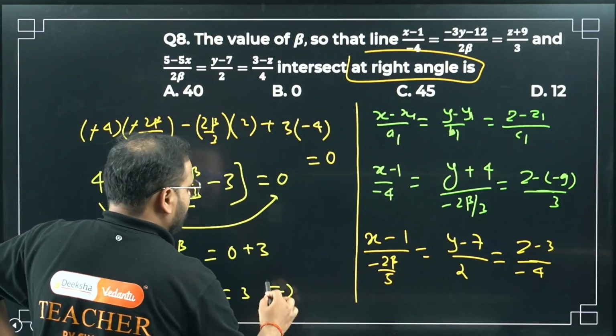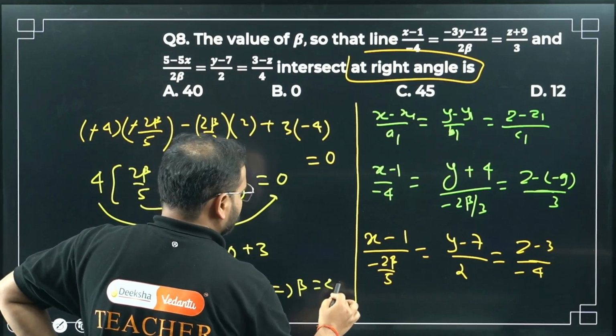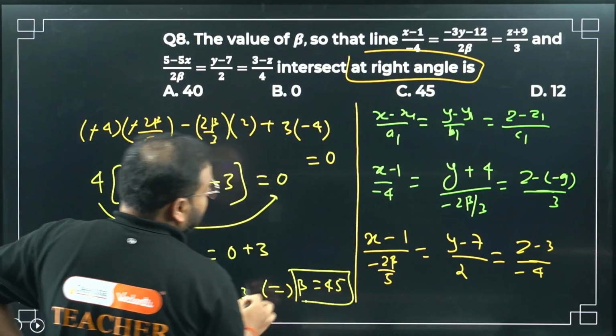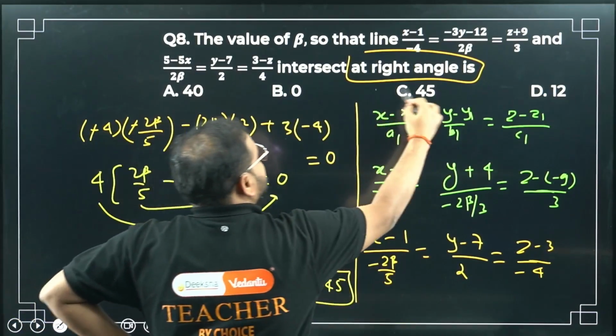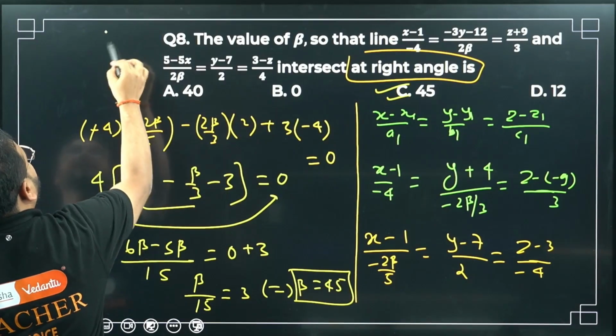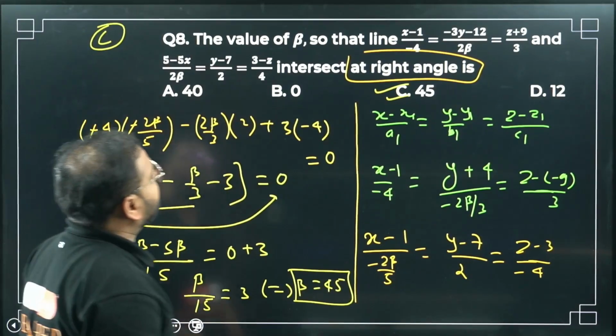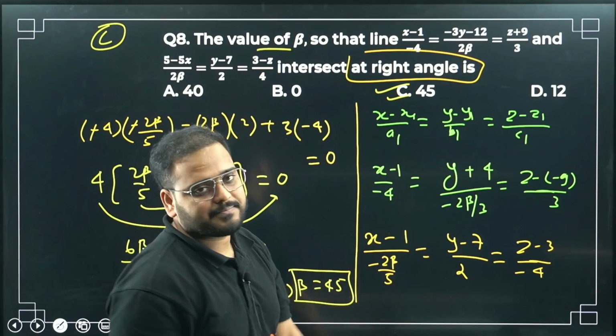Sir, beta equals to 45. Is it the right answer, sir? It is the right answer. Option number C is the correct answer. Beta is 45. That's what they're asking, value of beta. Please have a look.